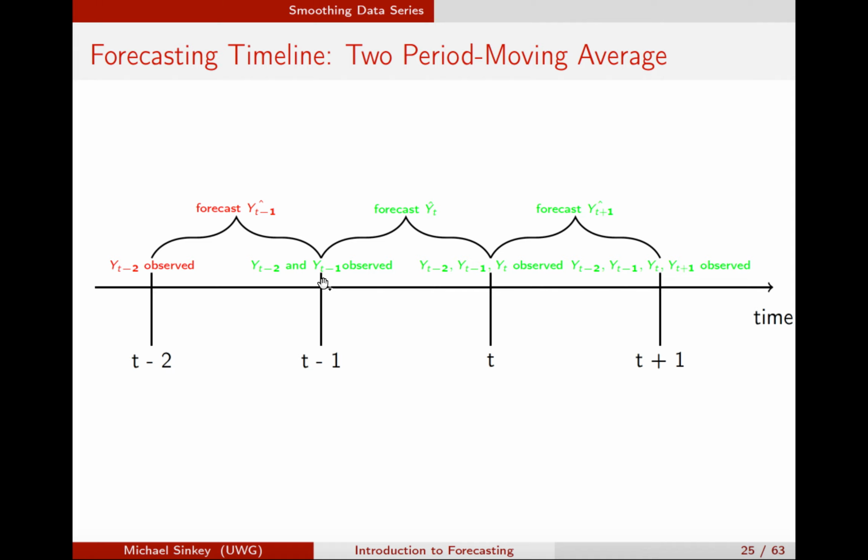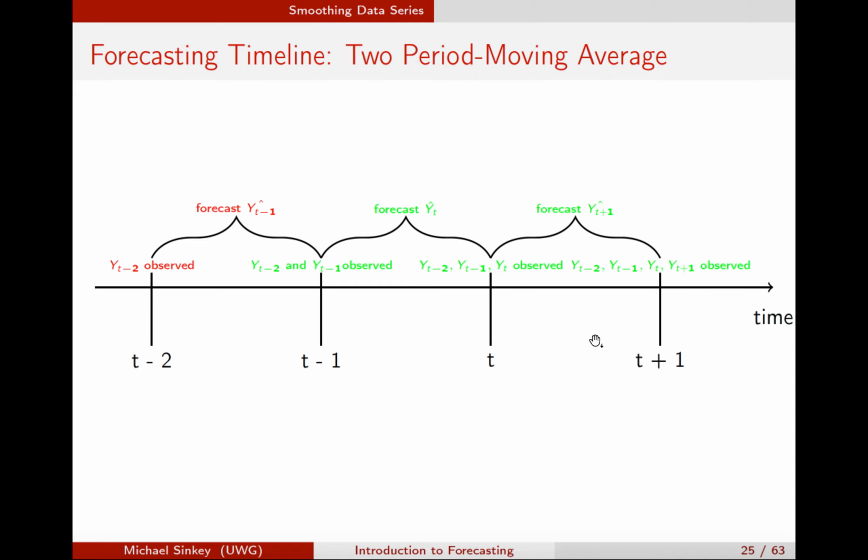In fact, the only forecast that I can make is a naive forecast. But when I go to time t, now I've observed yt minus 2 and yt minus 1. I actually have the green light to go ahead and forecast for time t based on 2 previous periods. And I can do this going forward, replacing the period that's 3 periods ago with the period that's immediately happened in the past.